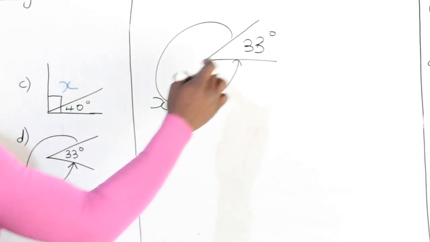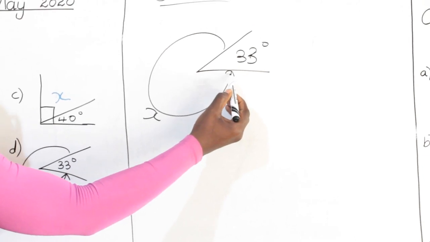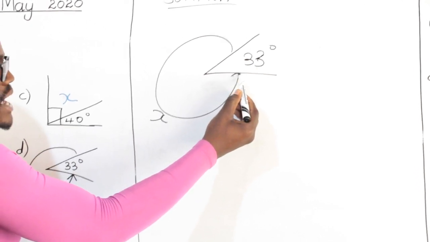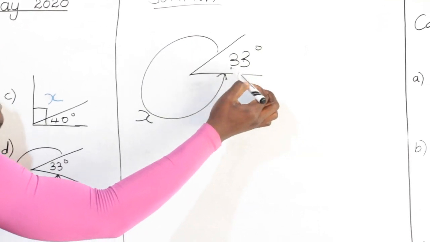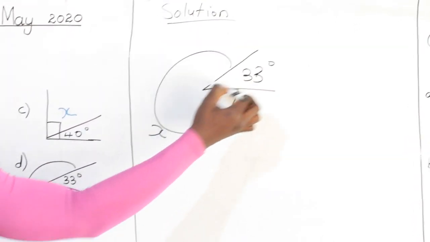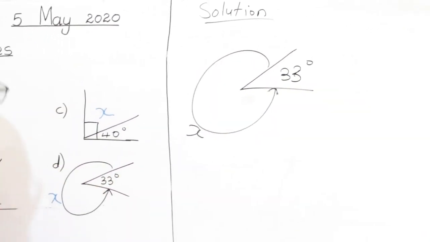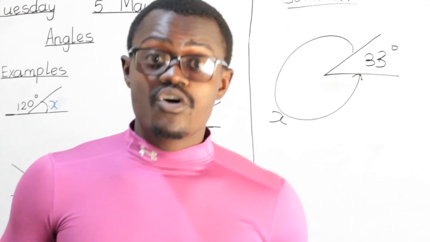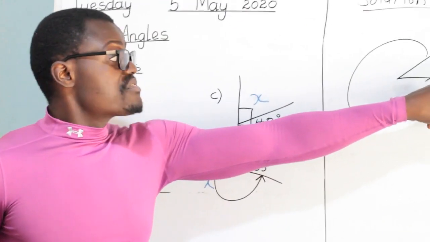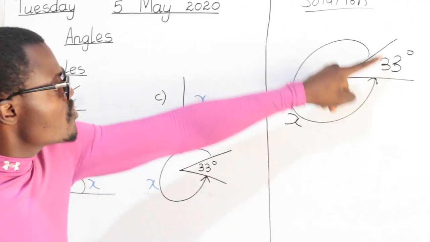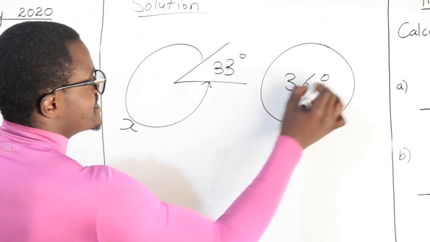Right. This was supposed to be a complete revolution, but it didn't manage to become a revolution, since there is an angle that has been left out for you to complete the revolution. So the angle that has been left out for you to complete the revolution is 33 degrees. Note that a complete revolution adds up to 360 degrees. So we are going to subtract 33 from 360 degrees. Why? Because a complete revolution is like that. This is the complete revolution, which adds up to 360 degrees.